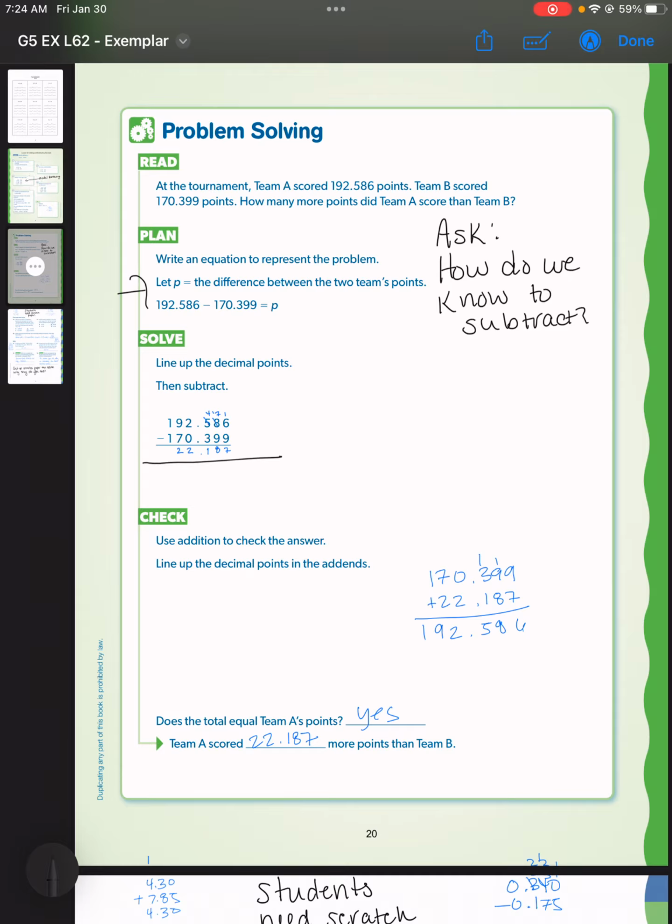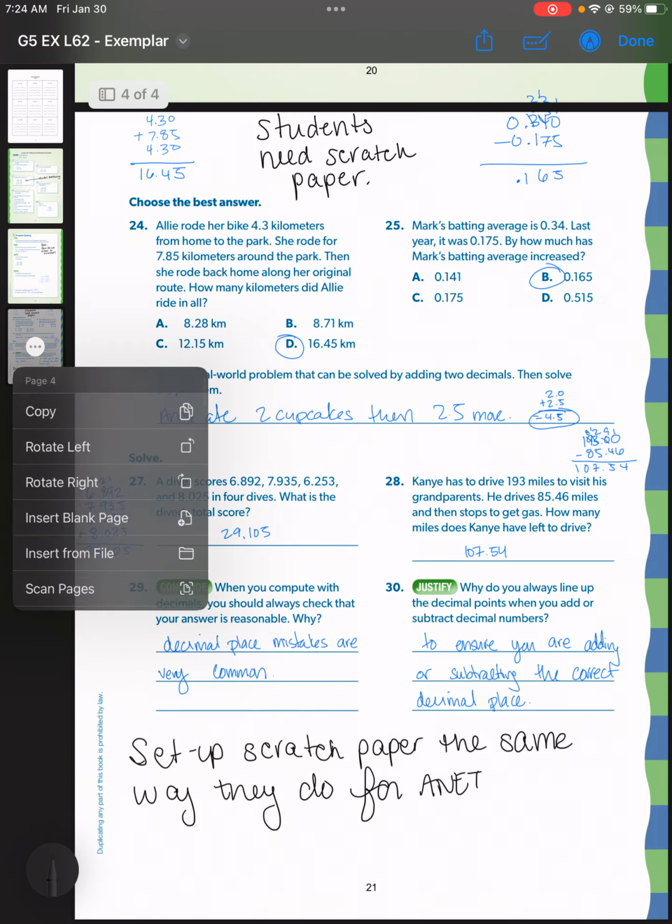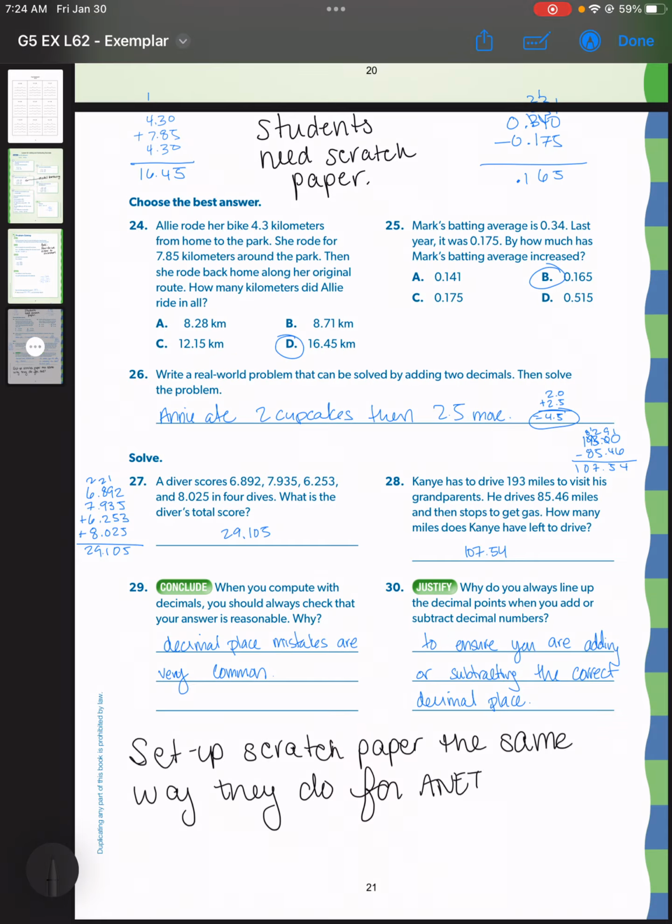And as students solve it, they're using the exact same process they used in the last example. The additional step here is that we're going to remind students that we can use addition to check our answers. So you want to model that for students as well. As students jump into the practice, it is all word problems for this day. They're going to need scratch paper. There's no way for them to really solve the problems well using the margins, and you want to make sure they set up their scratch paper the same way they would do for A-net. We want to just get them in the habit of every time we use scratch paper, that's how we set it up.